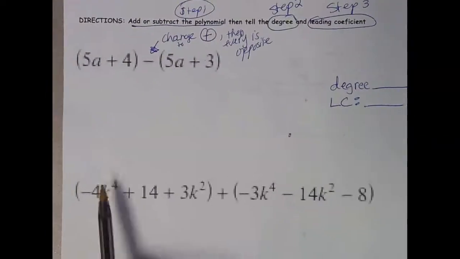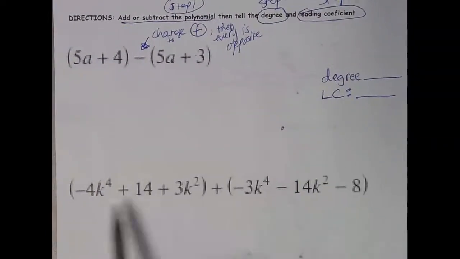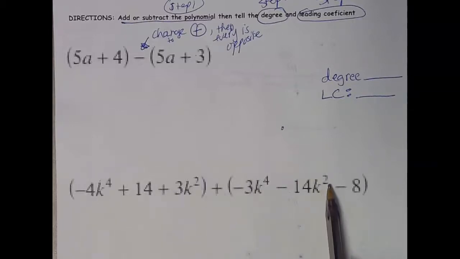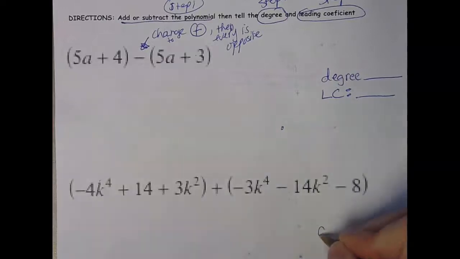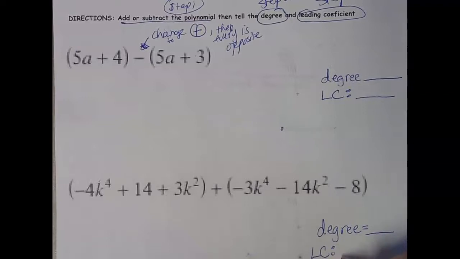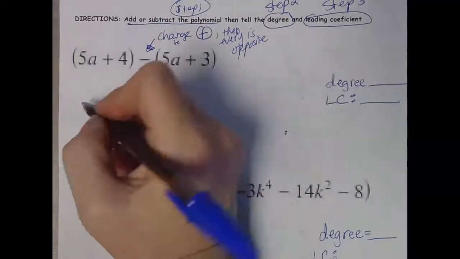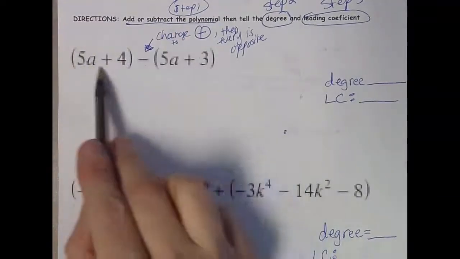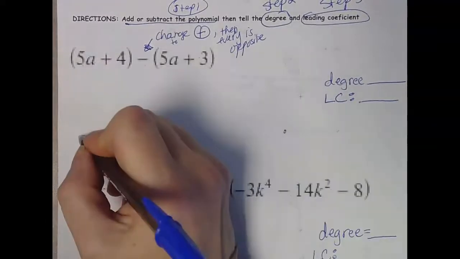And then the same one for here. I know this looks big, but all you're doing, this is an addition problem. You can ignore the parentheses and you can just combine like terms. And then you get your standard form, and then I want you to tell me the degree. And I want you to tell me the leading coefficient. Okay? So again, subtract these and put it in standard form.